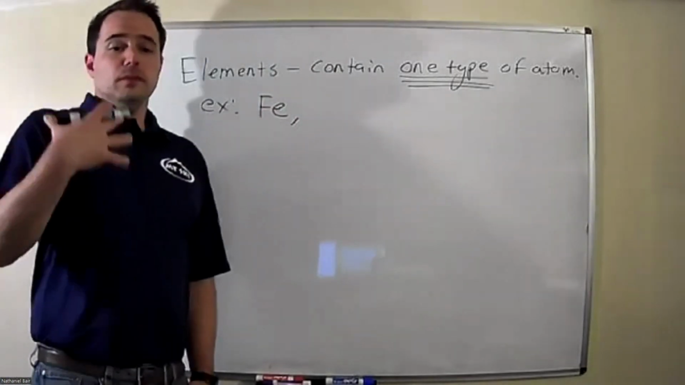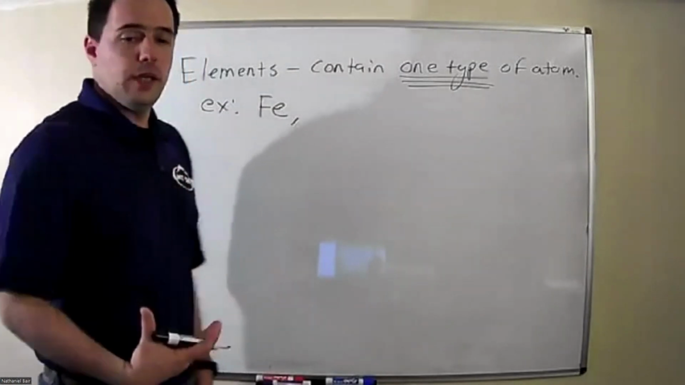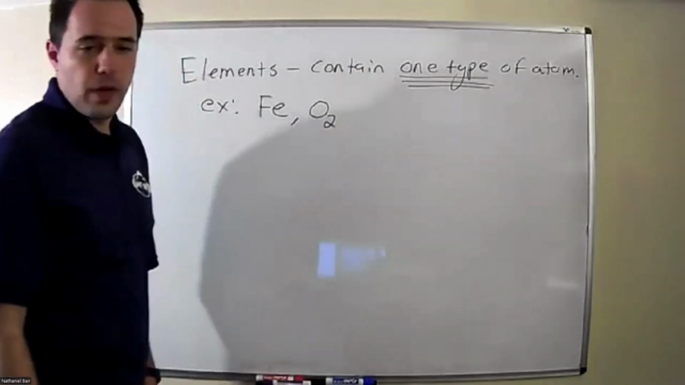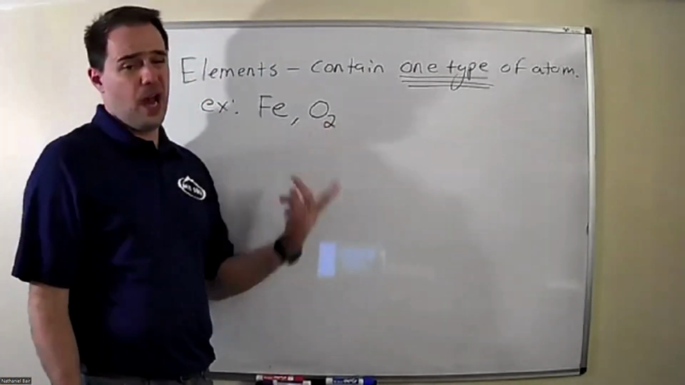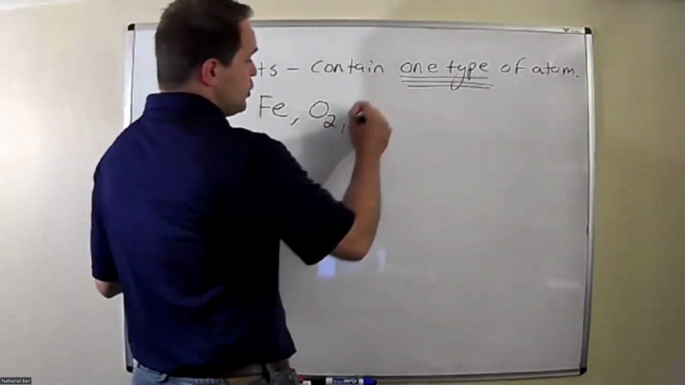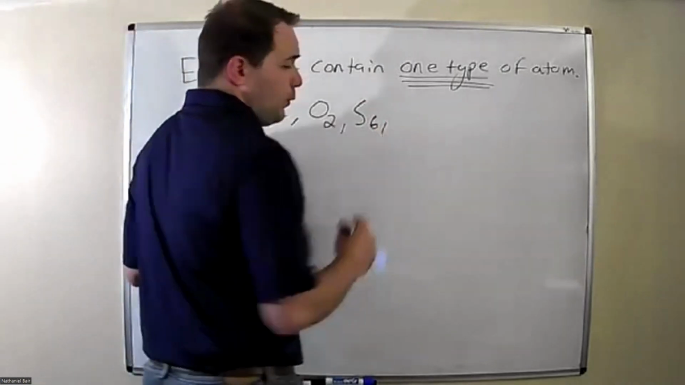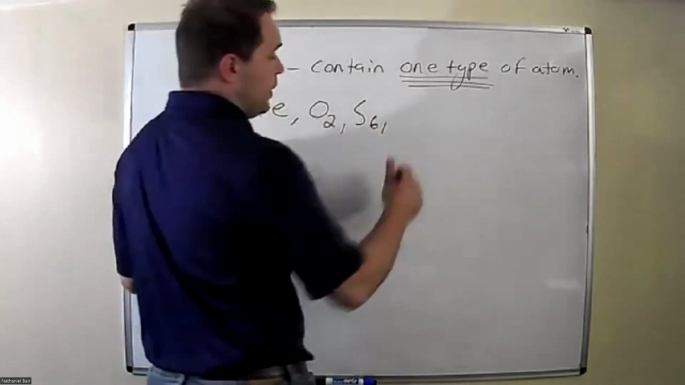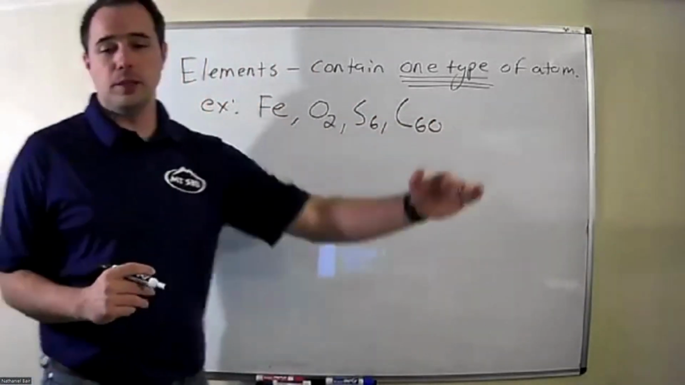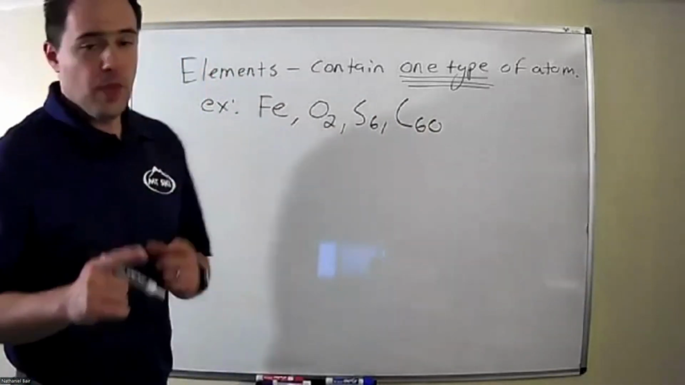For example, the element that's keeping you alive right now is actually a diatomic element, and that element is O2. Notice how this still fits our definition for an element. It's two atoms, but they're both oxygen, so it's one type of atom, right? Sulfur usually comes as S8. The one elemental form of carbon that we're going to talk about in a moment, Buckminsterfullerene, that's 60 carbon atoms. Those are all elements. You don't have to be just one atom, but you got to be one type of atom.